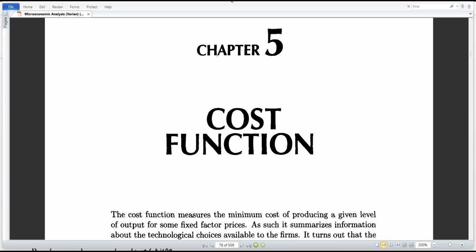Well guys, this is Dr. Shah, and today we are going to start chapter number 5 of Microeconomic Analysis by Hal R. Varian. So let's start chapter number 5, that is the cost function.